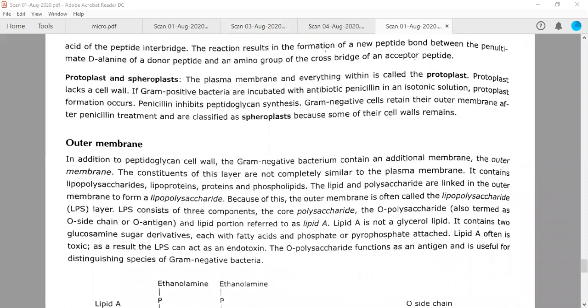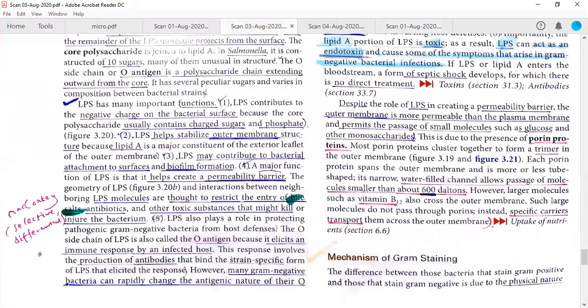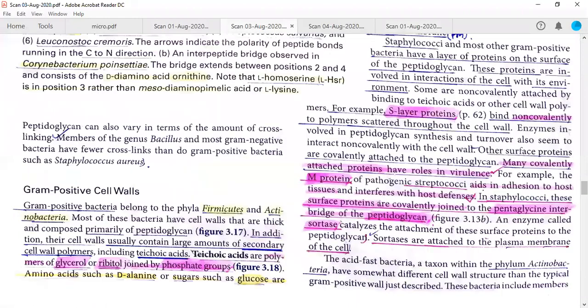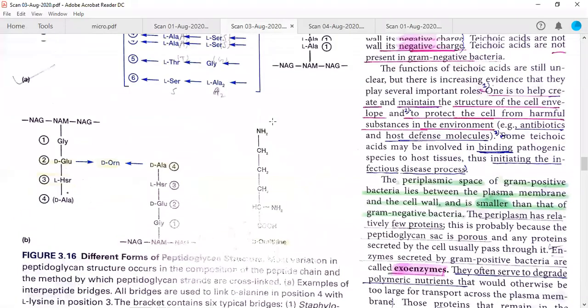So the reaction results in the formation of a new peptide bond between the penultimate D-alanine, the second last D-alanine, of a donor peptide and an amino group in the cross bridge of an acceptor peptide. So this acceptor can be direct diaminopimelic acid, or in some cases, if this does not accept it, there will be some cross bridge, for example, a glycine pentapeptide bridge, or some other common bridge which we have discussed in the previous slide. So they can be used to make the cross-link, as we have seen here.